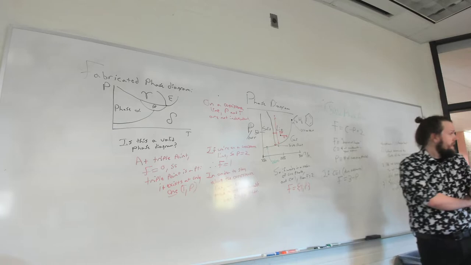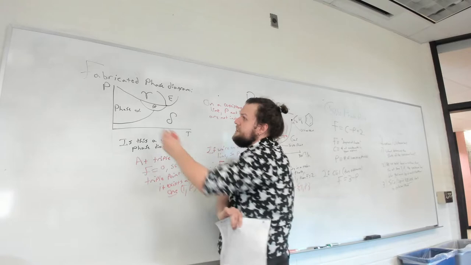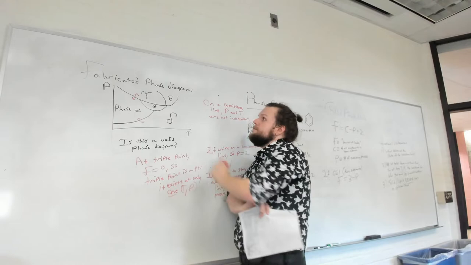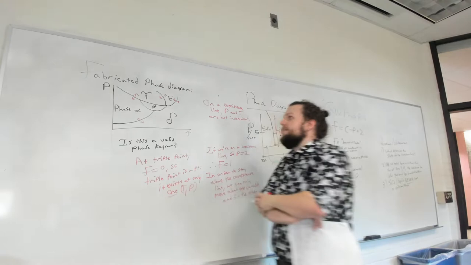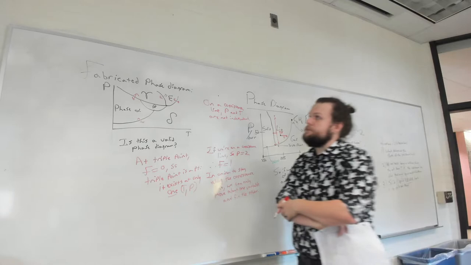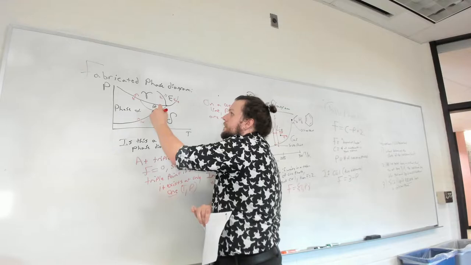Right? So let's look at this phase diagram. These lines seem reasonable. These could be reasonable coexistence lines. I'll just draw them. These all look okay. You can calculate along those coexistence lines that F is 1, because they coexist between two phases. This point right here is a triple point. F is 0 at that point.